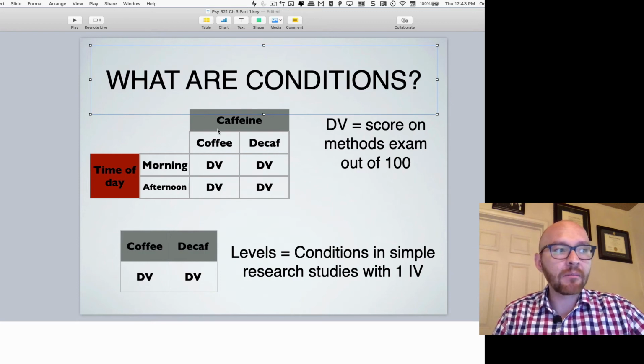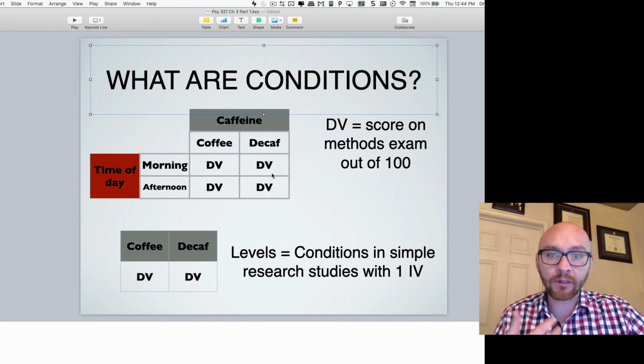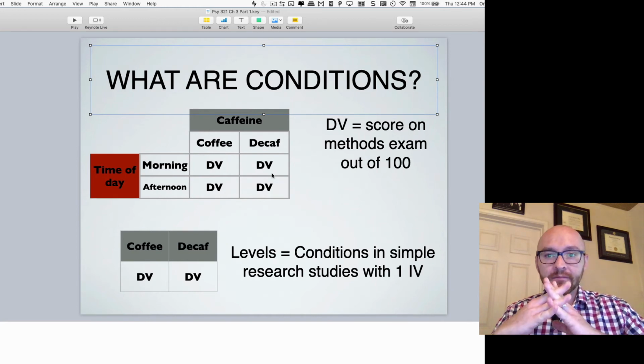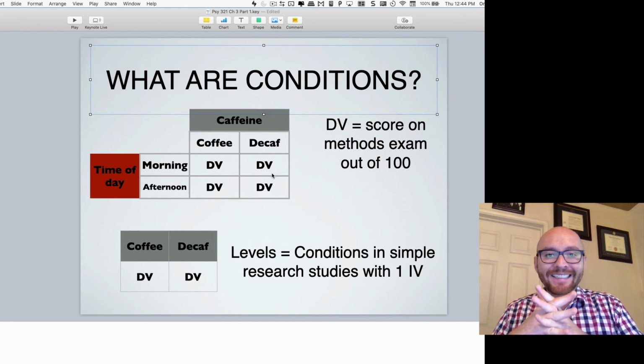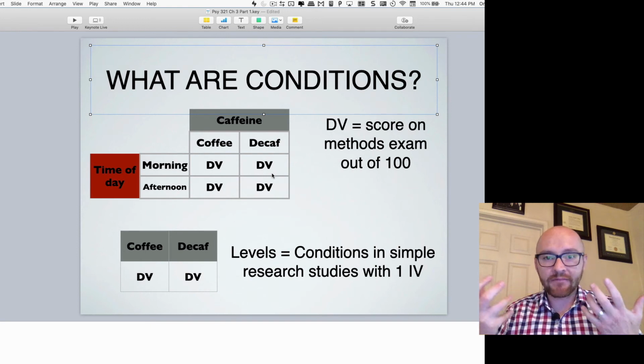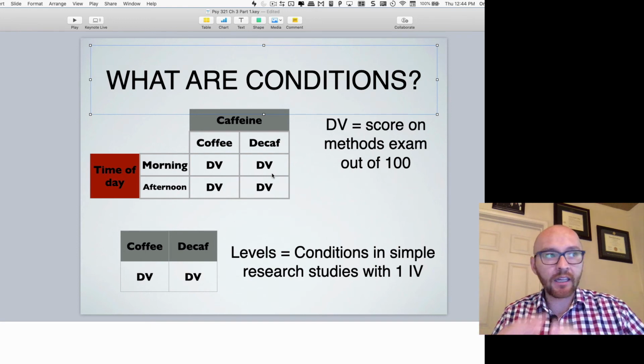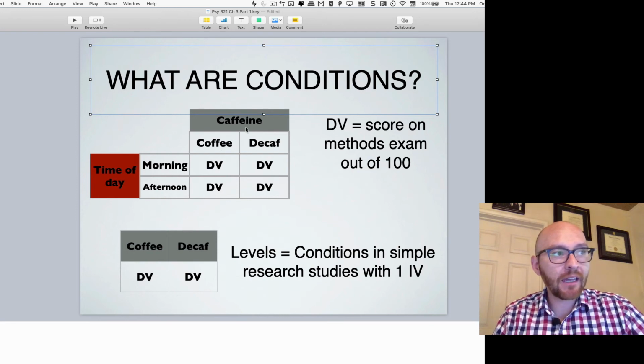Now, for conditions, we actually have to look at how many situations you have created in your study for your participants to participate in. When you have more than one IV, you have to cross them, right? It wouldn't make sense to have a second IV if you're not going to do that. So here you have caffeine crossed with time of day.